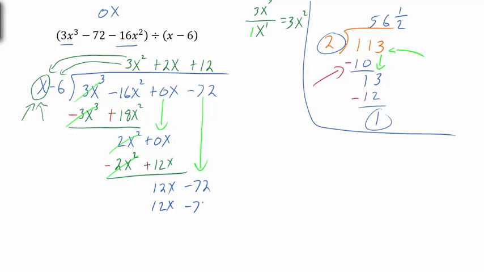is a negative 72. And once again, we're going to distribute through a negative because we're subtracting, so that makes it a negative 12x and a positive 72. Again, this first term should cancel. And in this case, the second term, negative 72 and 72, also cancel, so that means we have a remainder of 0.